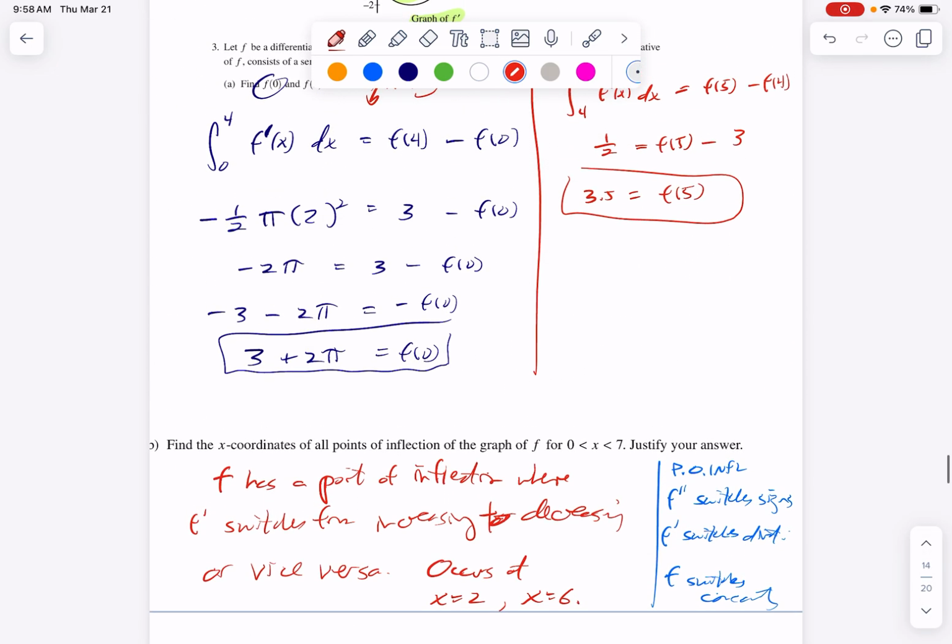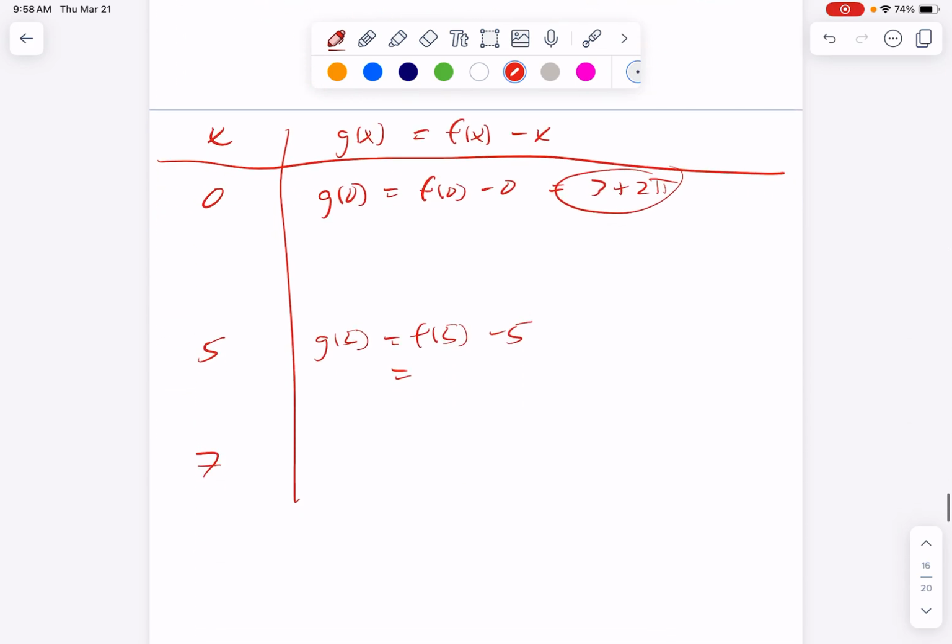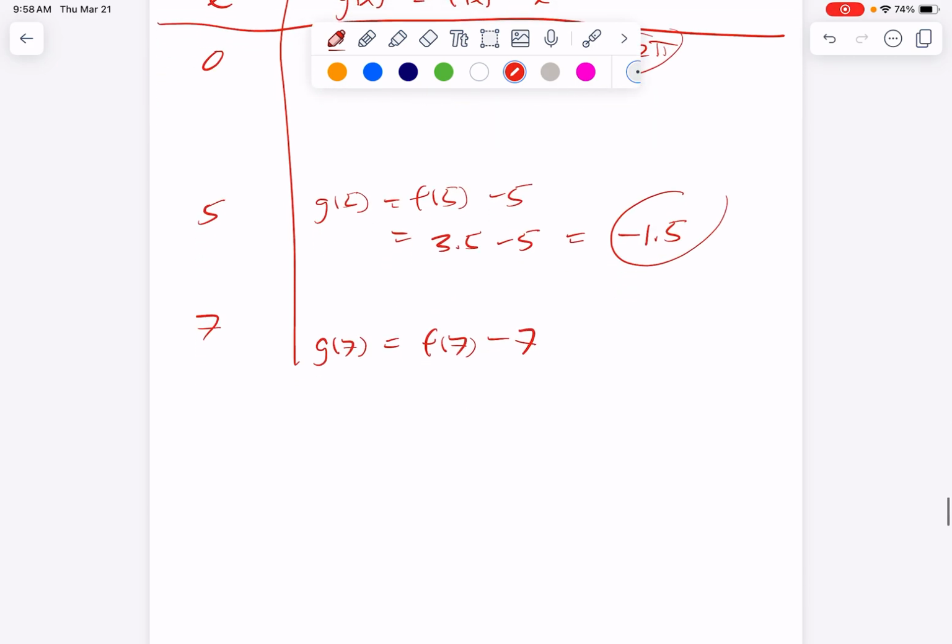They're doing this intentionally. They don't want you to have to do tons of extra computations. They're setting this up intentionally so that there's information you've already done. And then g of 7, this one we will need to do a little bit of work, is f of 7 minus 7. So let's just do a little bit of work on the side.